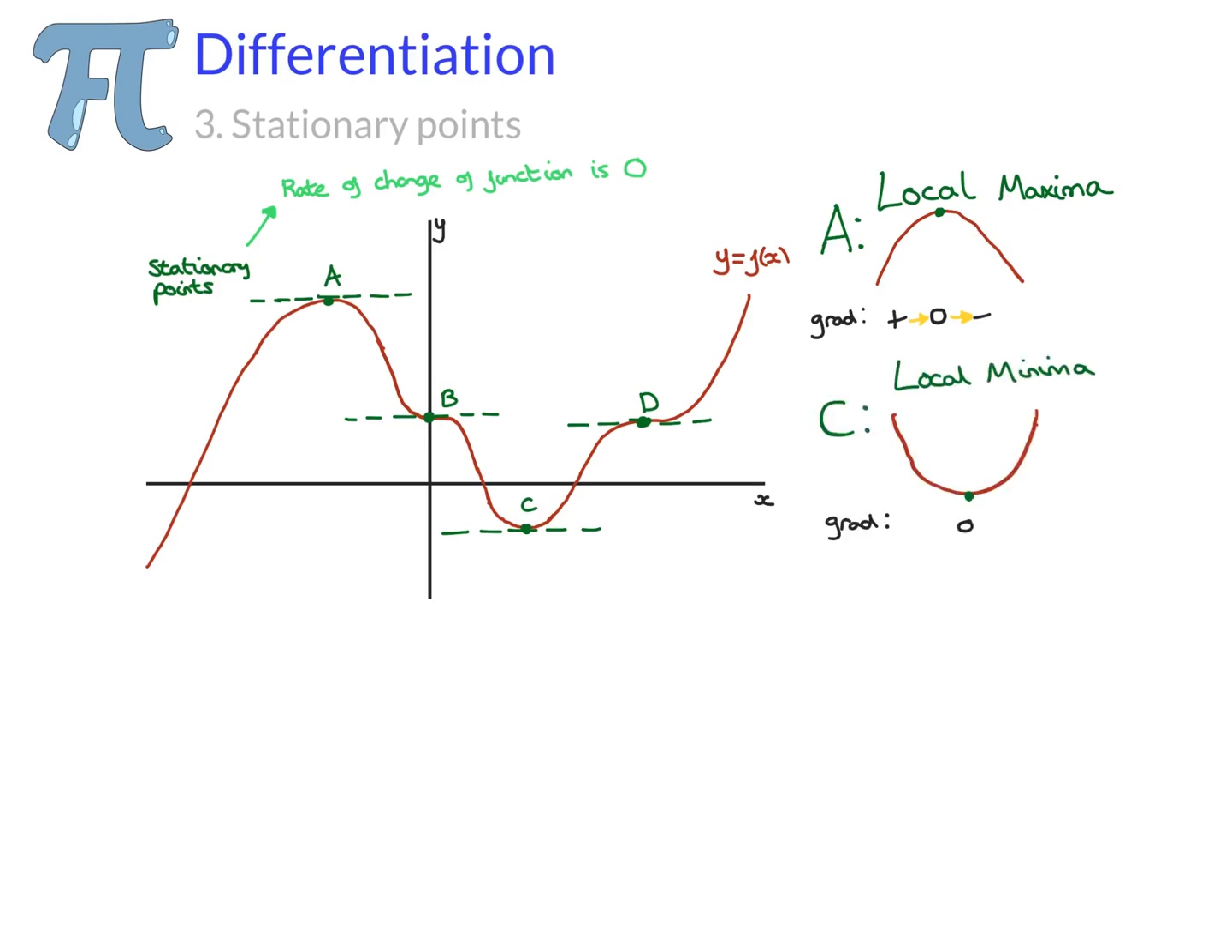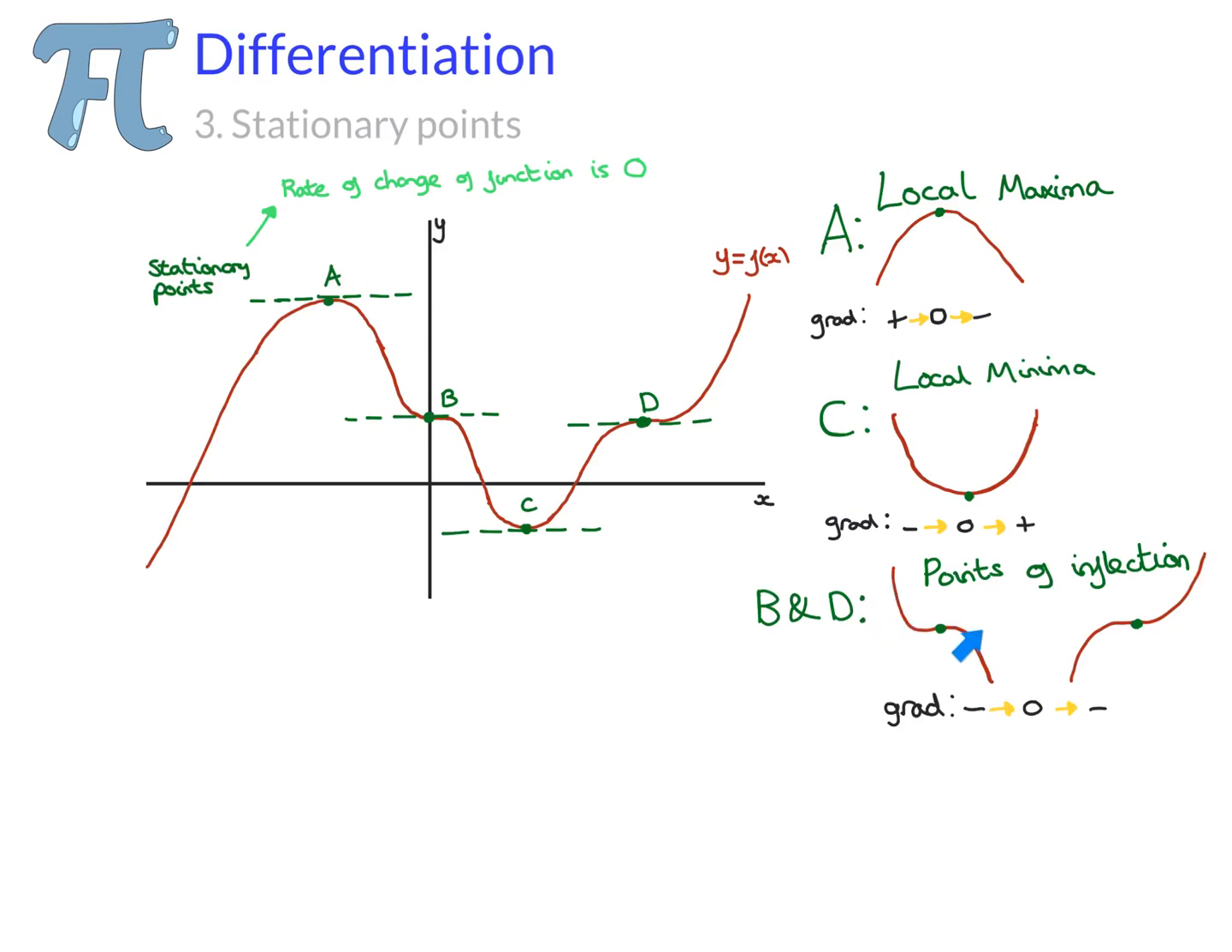It won't be a surprise that point C is an example of what we call a local minima, since it is at the bottom of a valley, with the gradient changing from negative before the point to positive after it. Points B and D don't lie at local maxima or minima, but are nonetheless stationary points since their gradient is zero. We classify these types of stationary points as points of inflection, characterized by the fact that the gradient goes from negative to zero to negative again, or from positive to zero to positive again.